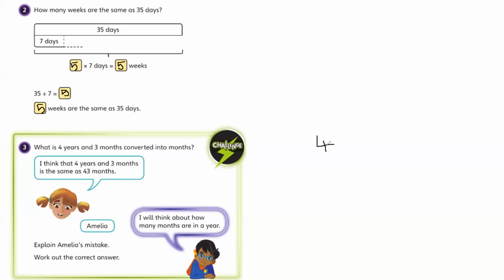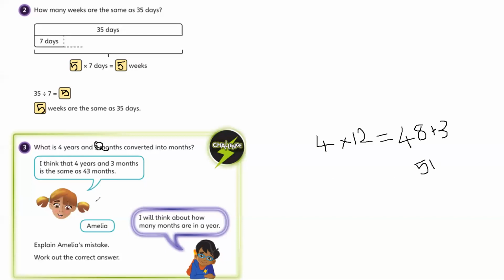So if we know that each year has got 12 months in it, we know we're going to have to find out what 4 times 12 equals to find out how many months are in 4 years. So 4 times 12 is 48. And then we're going to add the 3 months onto that. So 48 plus 3 is going to equal 51. Okay, so we know it's 51.